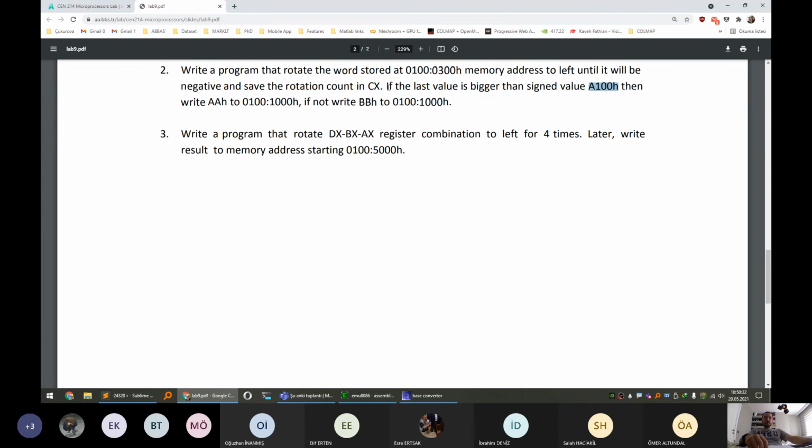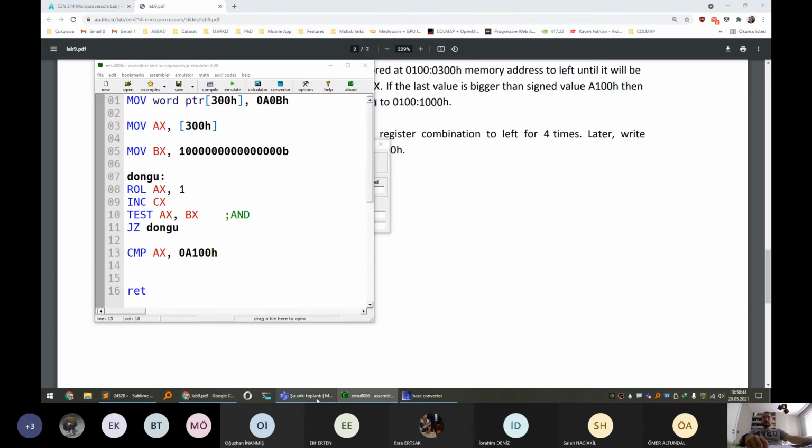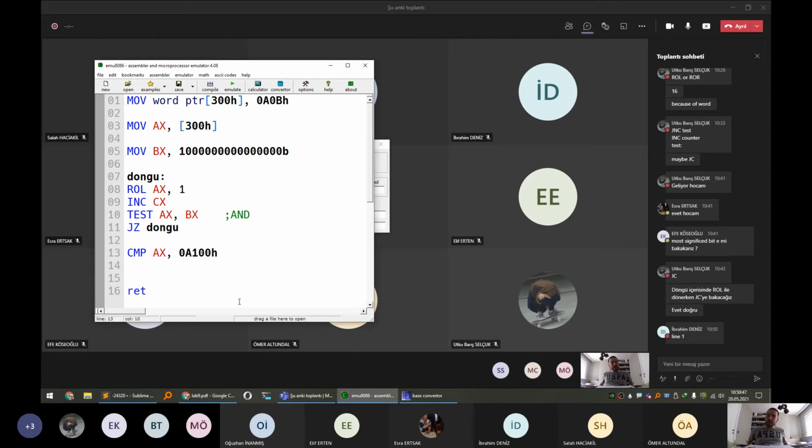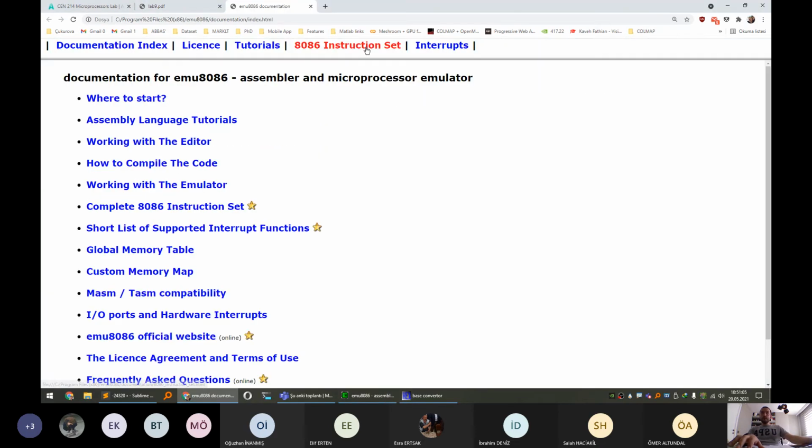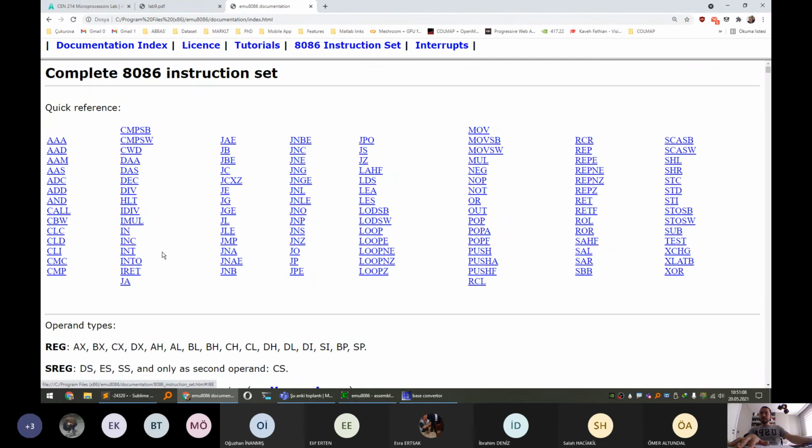So the question says that if the last value is bigger than the signed value of 100, then write AA. But our value is not bigger than 100, so we are going to write BB, right? So I'm going to check. After this check operation, I'm going to use a jump, one that looks for the signed comparison, and I need a jump greater or jump above.